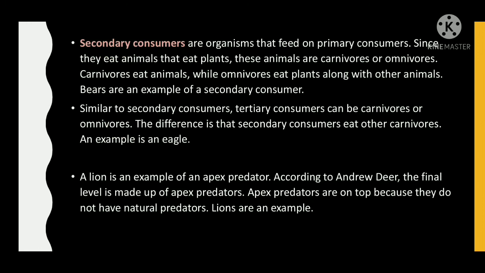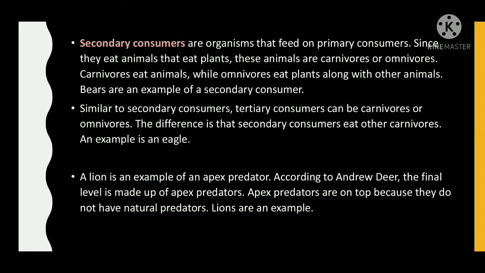Secondary consumers are organisms that feed on primary consumers. Since they eat animals that eat plants, these animals are carnivores or omnivores. Carnivores eat animals while omnivores eat plants along with other animals. Bears are one example of a secondary consumer.